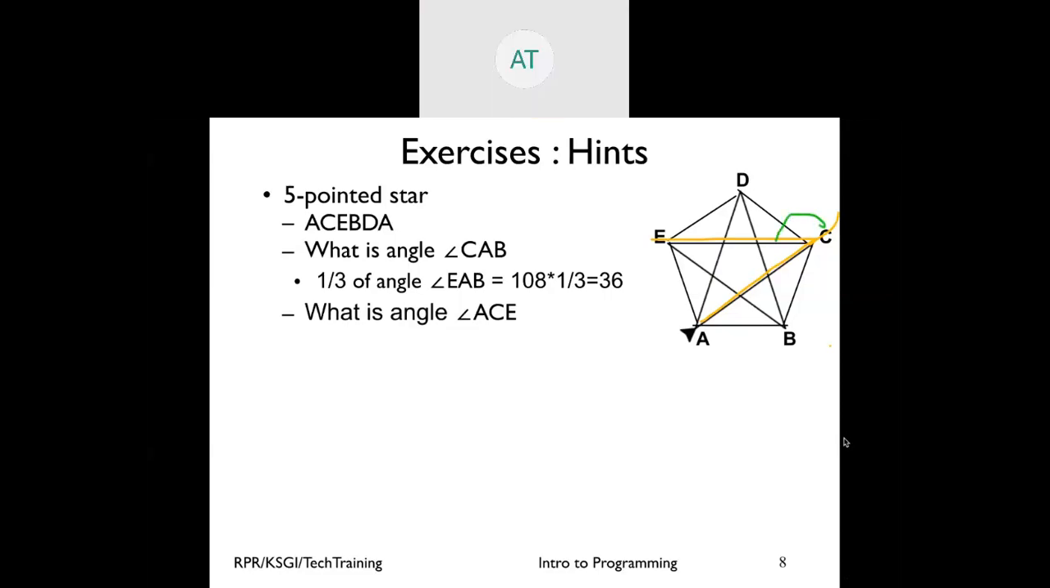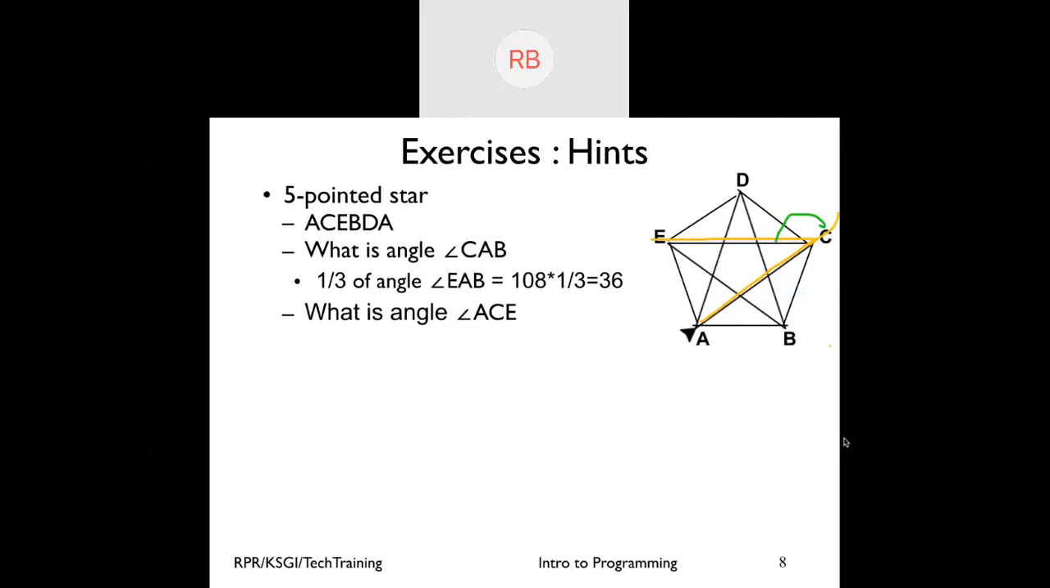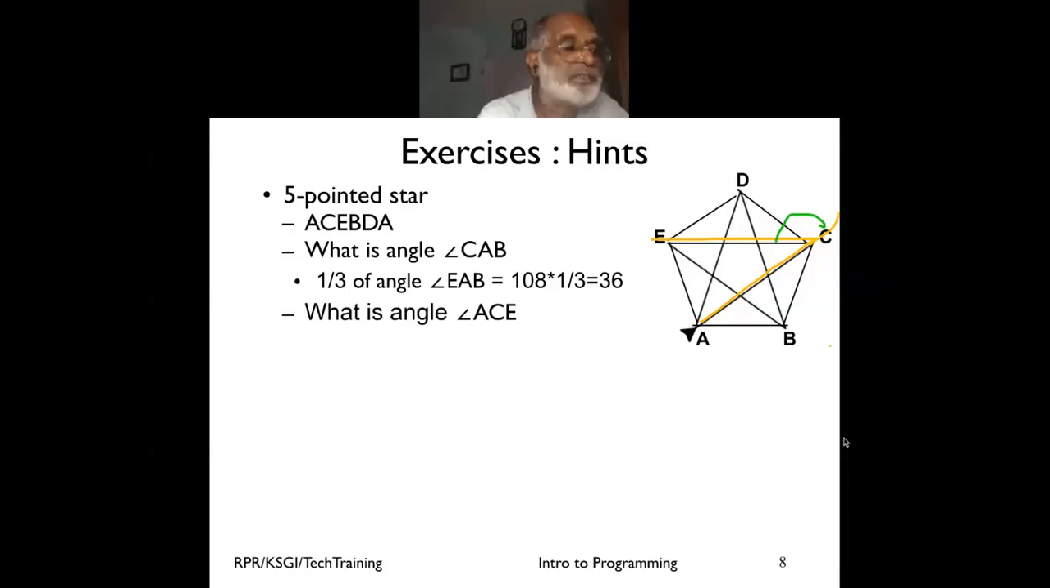On the straight line, how much do I need to turn? 144. Because this angle is 36, I need to turn 144. And then turn 144, turn 144. I'll get my 5-star polygon.